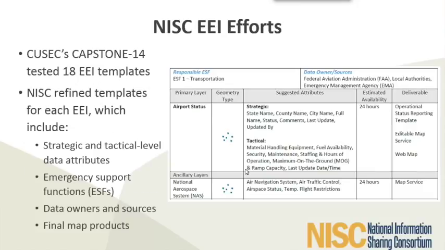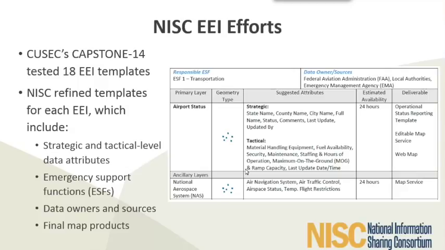So what the NISC has done is we've taken the 18 EEIs that were field tested during the June 2014 Capstone exercise and refined the templates to identify the strategic and tactical level data attributes to each EEI, and also identify the related ESF, data owners and sources, and final map products. When I talk about strategic EEI attributes, those are the attributes that are required for the purposes of shared situational awareness, monitoring, and coordination support at the regional or national level. And tactical EEI attributes are those that are required for the purposes of the local resource owner or the first responder to get the job done.